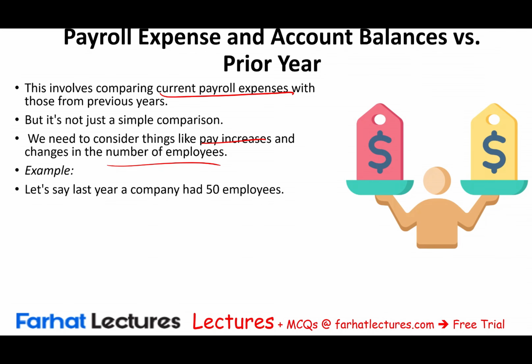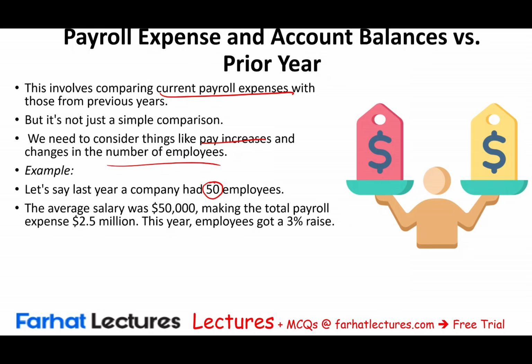Let's say last year we had 50 employees. And last year, on average, each employee earned $50,000. This should make the total payroll expense $2.5 million. Well, that's great. If we have the same number of employees and the same average salary, we should have $2.5 million. Now, if I told you the company gave a 3% raise, well, a 3% raise means you have to increase the average salary to $51,500, the new average salary, and recompute your figures.